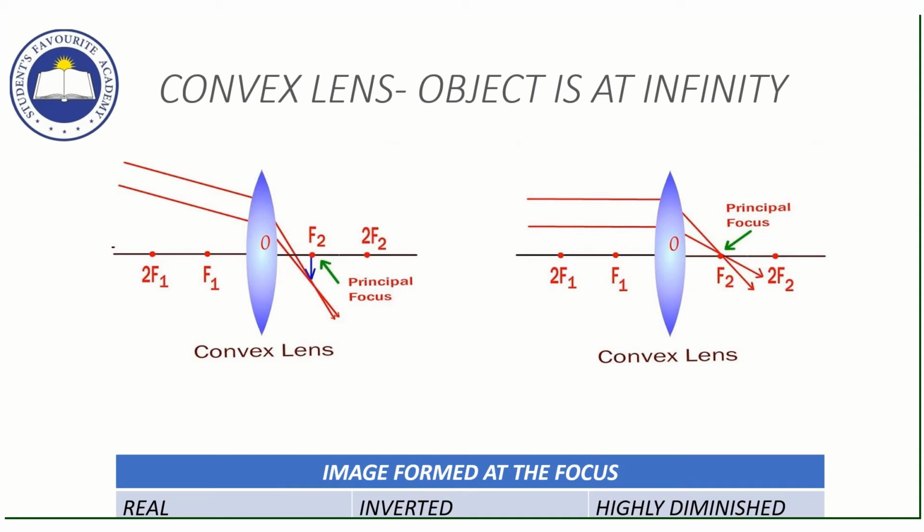Now here the object is at infinity. Somewhere we can't even see the object. The object is very far away. The light rays which come from a far object are considered to be parallel. Now those light rays, when they pass through the lens, pass through the focus, and the image is formed here at the focus, the principal focus. So when an object which is placed far away or at infinity forms the image at the focus, the image will be inverted and highly diminished, very small.